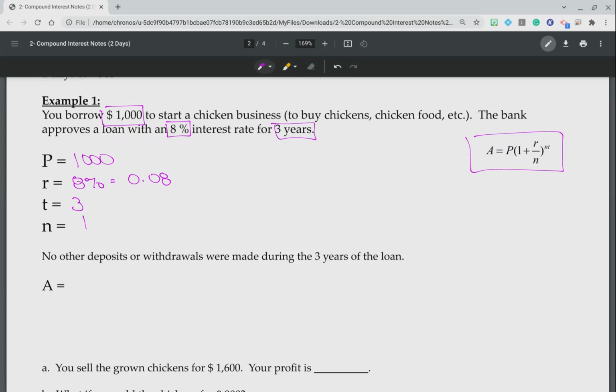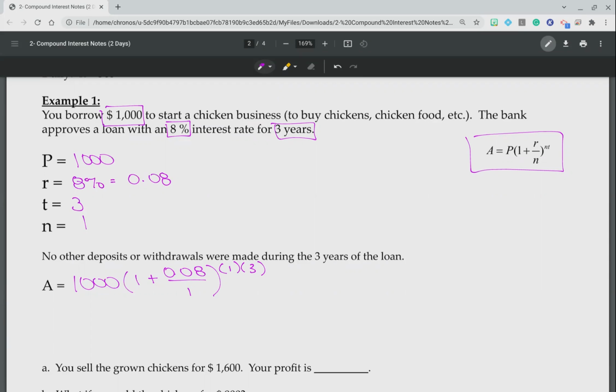But A is equal to the principal times 1 plus r over n. So that is going to be 0.08 over 1. And then our exponent over there is n times t. So in this case, it's going to be 1 times 3. Okay, now if you have a graphing calculator, you can type it in your calculator exactly like this. So follow along.